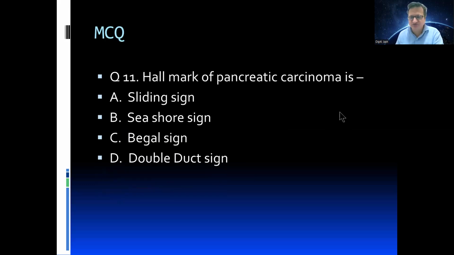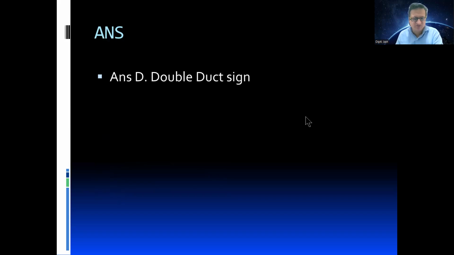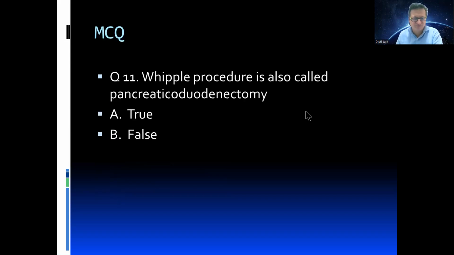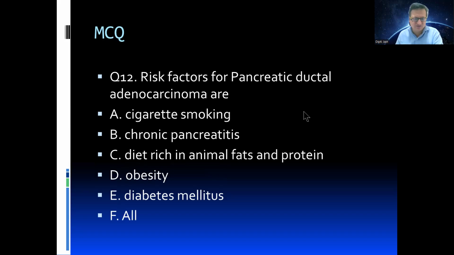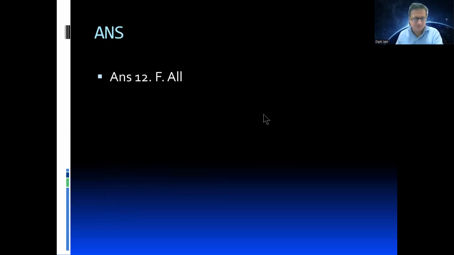Hallmark of the pancreatic carcinoma is sliding sign, seashore sign, bagel sign, or double duct sign. So answer is double duct sign is the hallmark for the pancreatic carcinoma. Whipple procedure is also called pancreaticoduodenectomy. Is it true or false? Yes, it is true. Risk factors for the pancreatic ductal adenocarcinoma are cigarette smoking, chronic pancreatitis, diet rich in animal fat and protein, obesity, diabetes mellitus, all. So answer is all are the risk factors for the pancreatic ductal carcinoma.